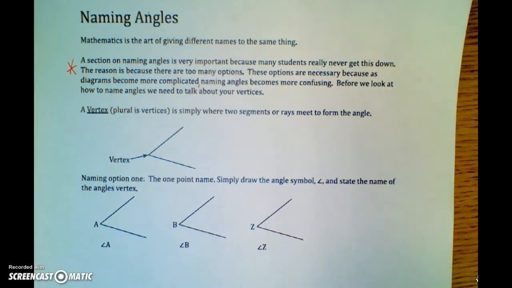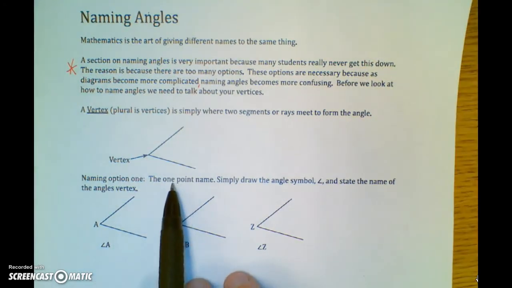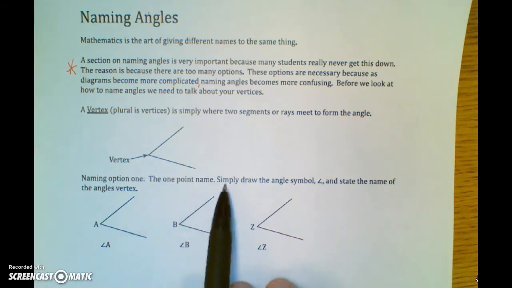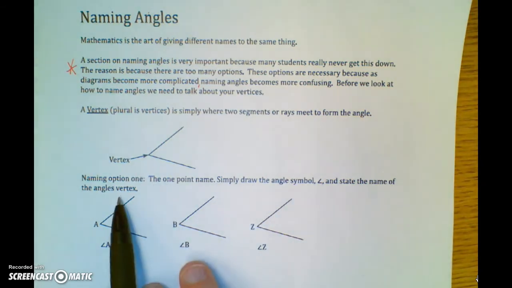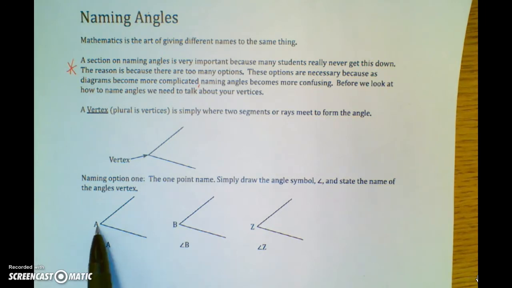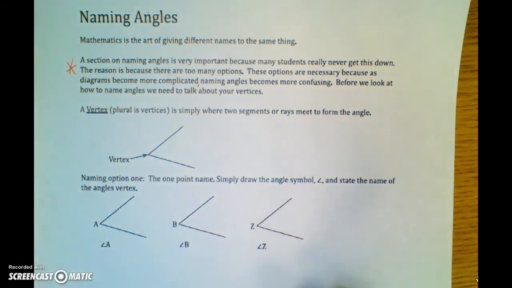The first option for naming angles is by naming them with the point name. So simply draw the angle symbol and then state the name of the angle's vertex. So if you know the vertex and it's only one angle, you can name it by the vertex. This is angle A, angle B, and angle Z.